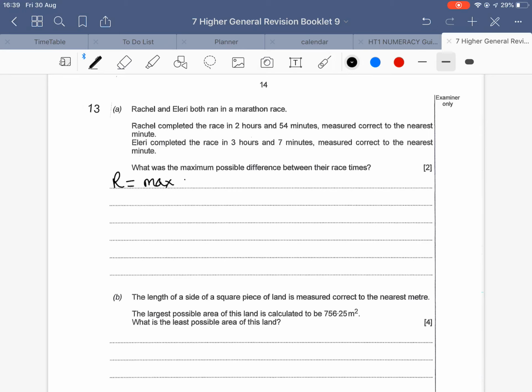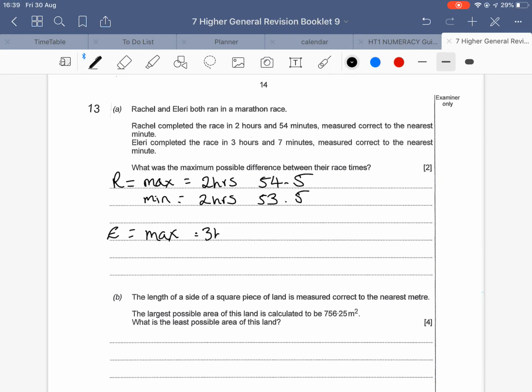So Rachel's max is 2 hours and 54 added on 0.5 minutes. And her minimum is 2 hours and take it away, so 53.5 minutes. O'Leary, her maximum, so again correct to the nearest minute, so half of that, and then add on, take it away.